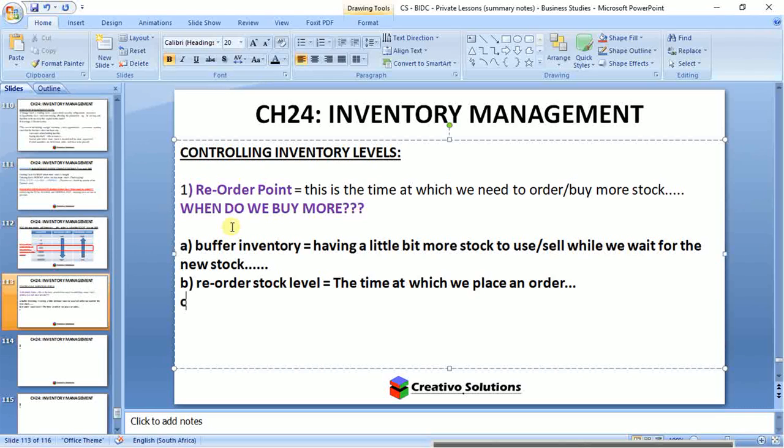And that's what the next point is looking at. Lead time is the time it takes to deliver new stock. Lead time is how long I have to wait before I get the next batch of goods. If I'm going to wait a very long time, am I going to need more or less buffer inventory? More. And would my reorder stock level be higher or lower? Higher, because you would have to have more stock before you order. Let's say the stock is sitting at 100. If it drops to 50, let's place an order. You would have to place an order sooner, not later, if the lead time was longer, not shorter. Is that okay? Perfect.